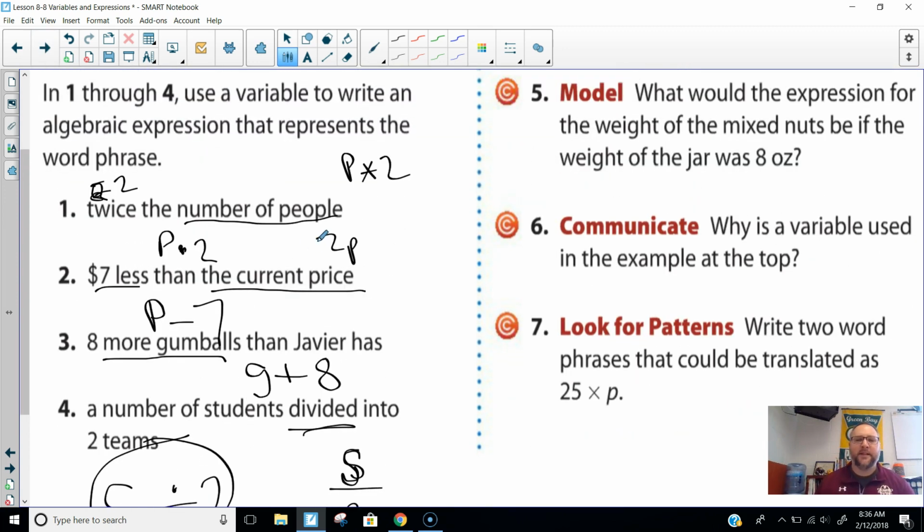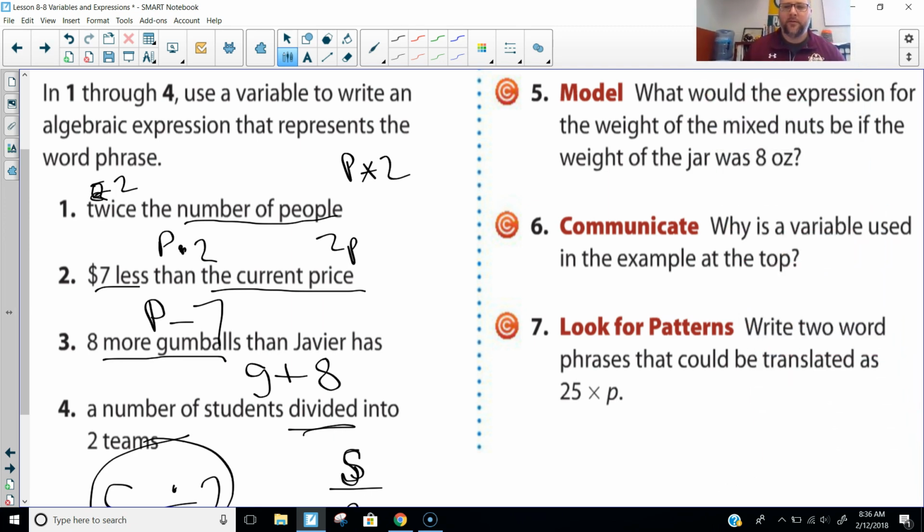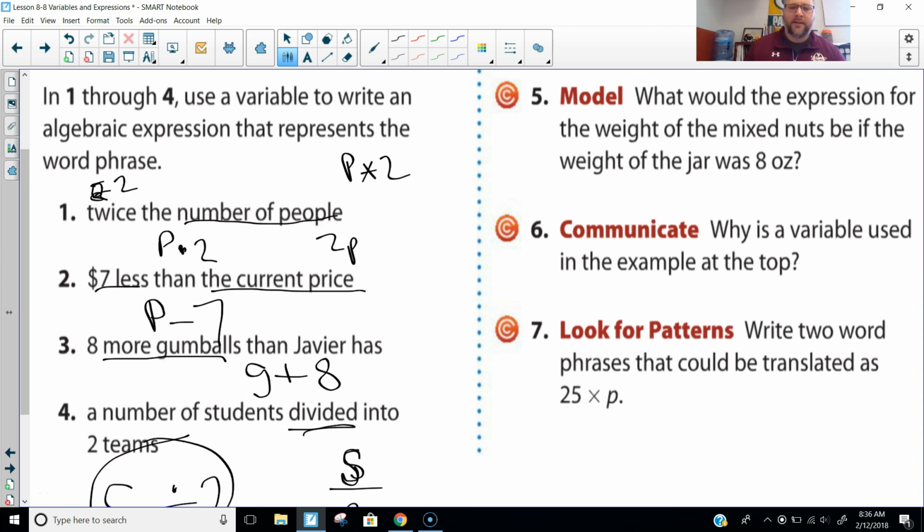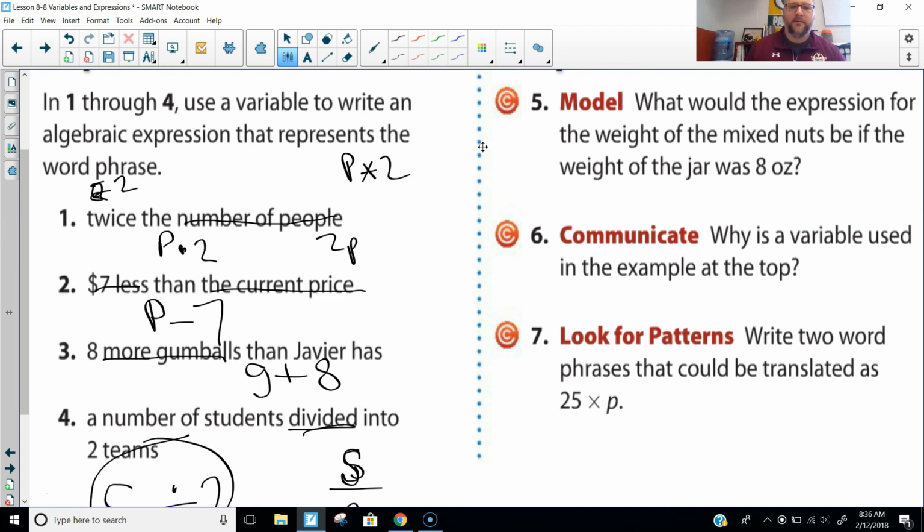Let's look at numbers 5, 6, 7. Alright, number 5 says, what would the expression for the weight of the mixed nuts be if the jar was 8 ounces? Well, that'd be pretty simple, right? We have a weight that we're not really sure what it is. And now we're taking 8 ounces away, so we're just going to subtract 8. W minus 8.